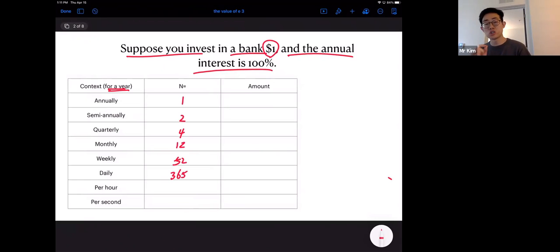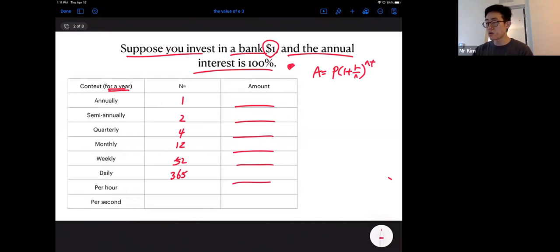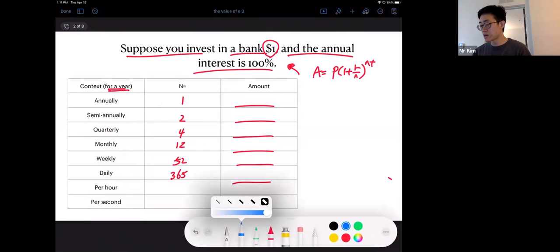What I want you to do is use the compound interest rate formula, which states that, and find the exact amount for each and every single one of these if the given scenario is like this. The principal is $1 and the rate is... Let me give you some time to write this down real quick.